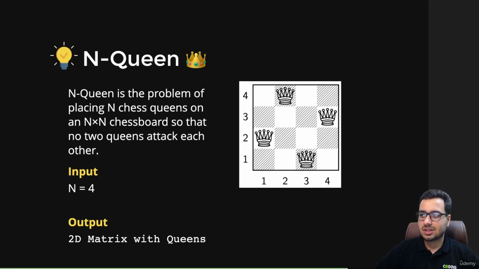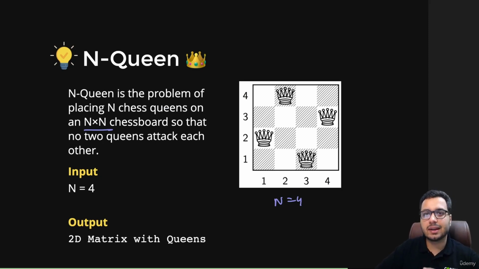Hi, so now we are going to talk about an interesting problem which is known as the N Queens problem. So let's understand what this question is. It's a problem of placing n chess queens on an n cross n chess board so that no two queens are going to attack each other. Okay, so we are given an n cross n chess board. For example, this is n equal to 4. So yeah, what we want is to place 4 queens on this chessboard so that no queens attack each other.